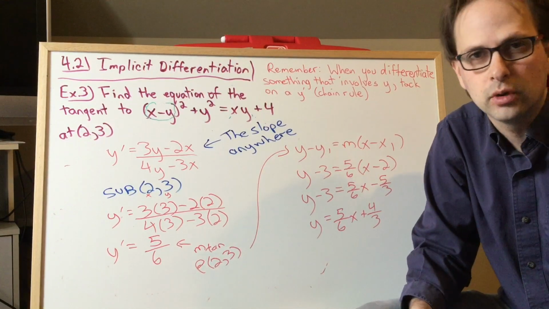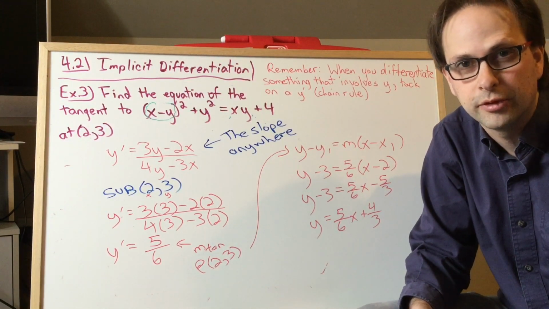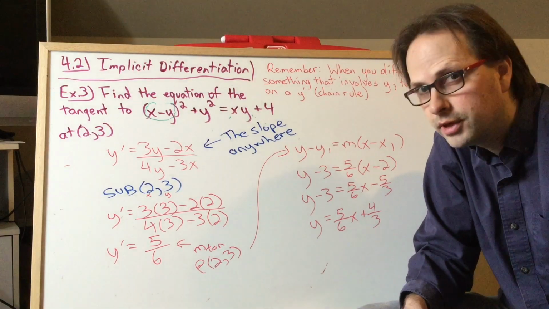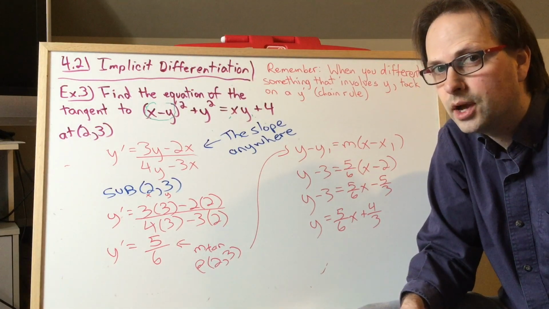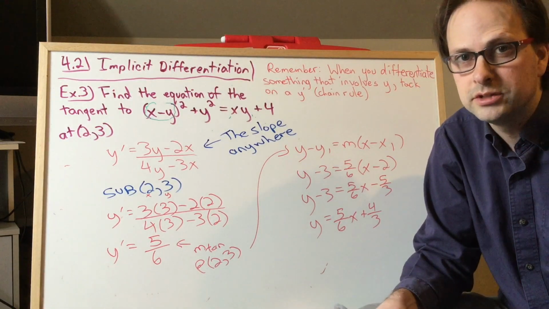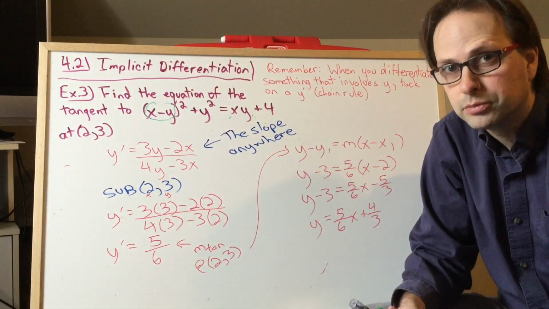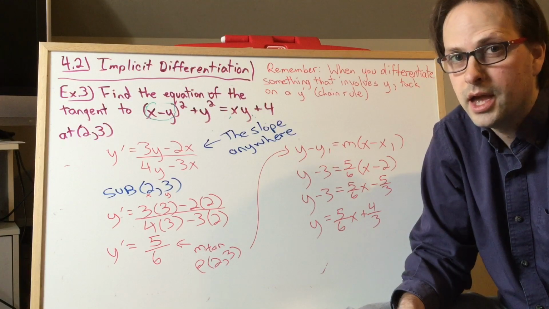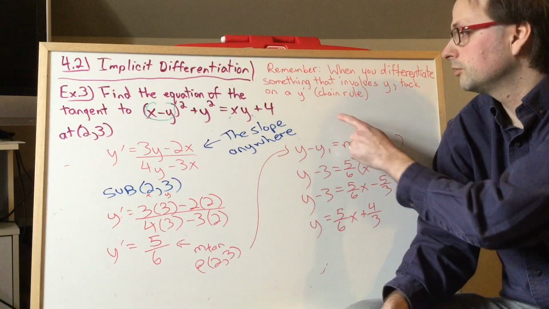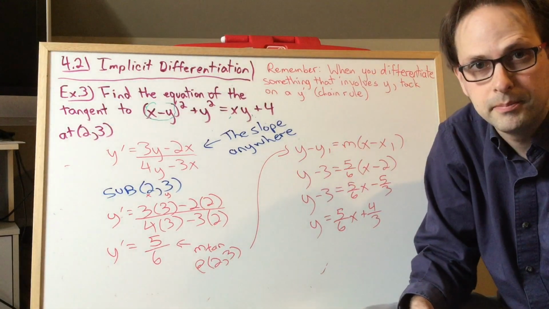So at this point you should be okay to go with the rest of the implicit differentiation practice. Let me know if you have questions. And again, the big idea here is that we're differentiating these relations where it's hard to get y on its own, or possibly impossible to get y on its own, and that whenever we differentiate something that involves a y, we get a y prime.